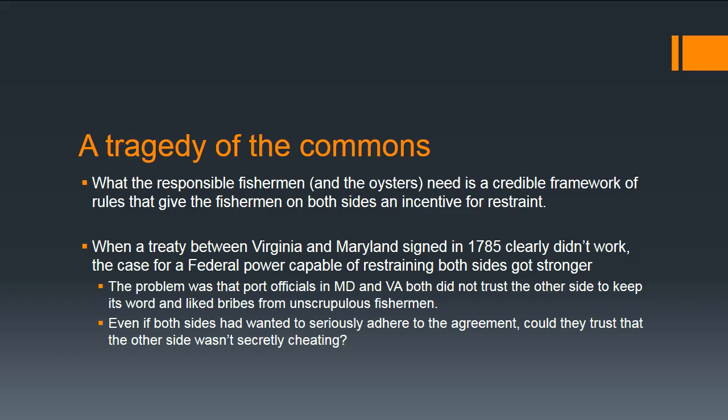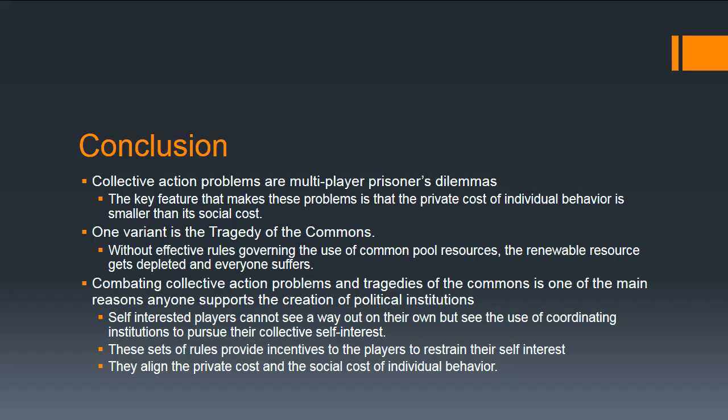Okay. So let's conclude. Collective action problems are multiplayer prisoner's dilemmas, and the key feature of a collective action problem is that the private cost of individual behavior is smaller than its social cost. Right? It costs less to me than it costs to society that I consume a particular resource. And one particular variation of the collective action problem is called the tragedy of the commons, which states that without effective rules governing the use of common pool resources, the renewable resource gets depleted and everybody ends up suffering.